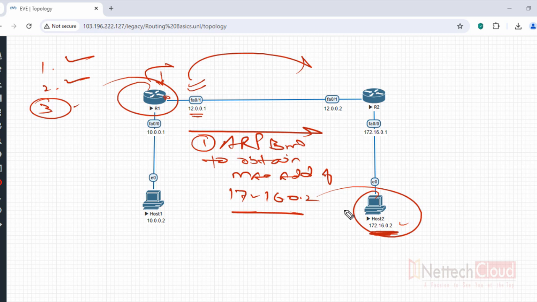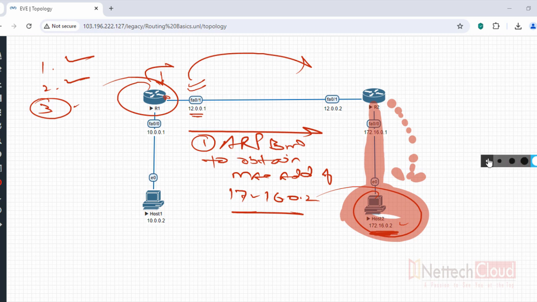And now what happens? Host 2 is of course not directly connected; it is on a different network segment, right? Our broadcast will never be forwarded to different network segments. You understand, broadcast messages are never forwarded by any layer 3 device in general, right? Which means if R2 is not forwarding our broadcast to host 2, R1 wouldn't get the MAC address of host 2. But there is a concept here, proxy ARP.